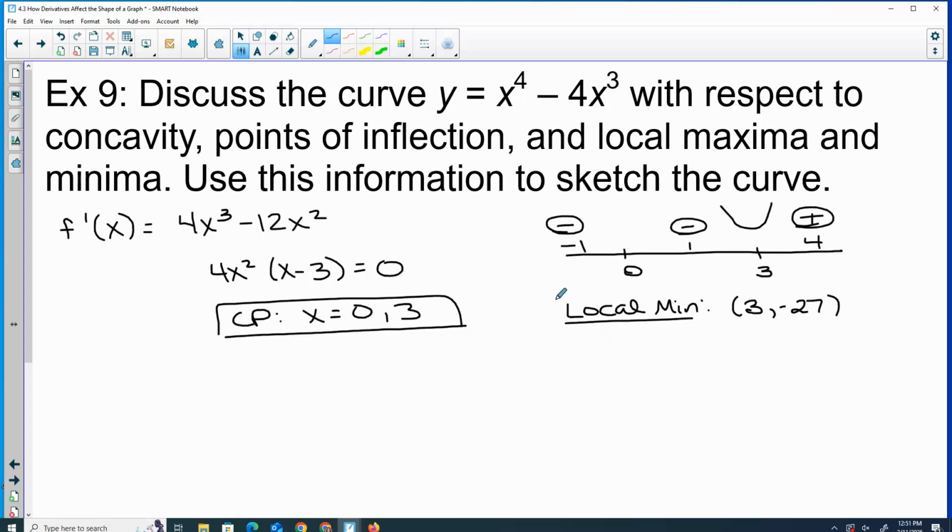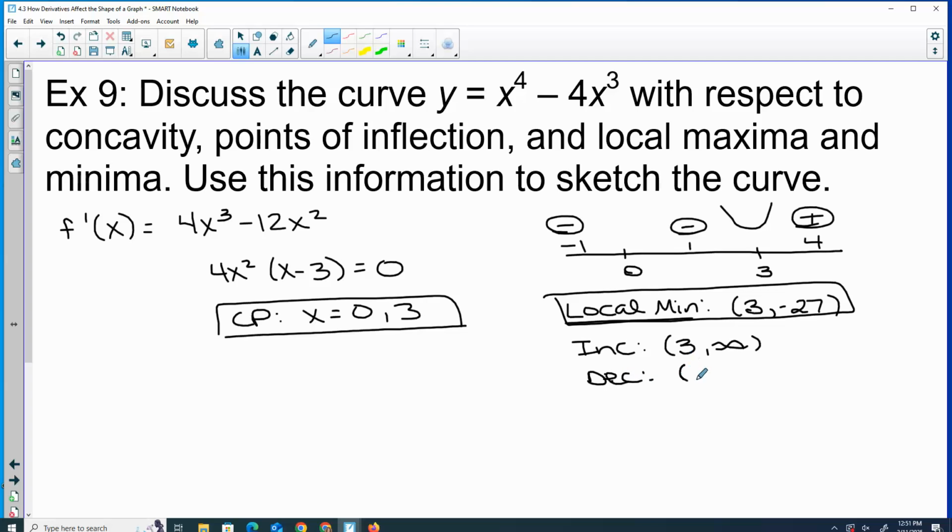Is there a max on this one? No. So I've got my min. Where's my graph increasing? 3 to infinity. Where is it decreasing? Negative infinity to 3. We don't have to break it at 0 because it doesn't change there. If 0 were a point where the graph was undefined, then you would have to say negative infinity to 0, union 0 to 3. But because my function's continuous, we can just put it all together. That's the stuff we were finding yesterday.